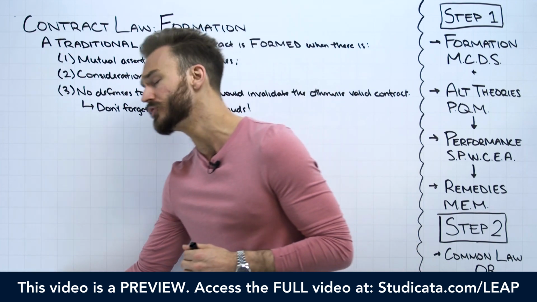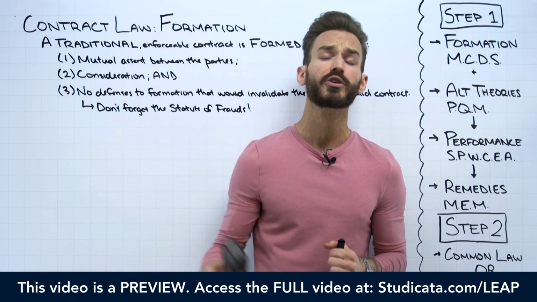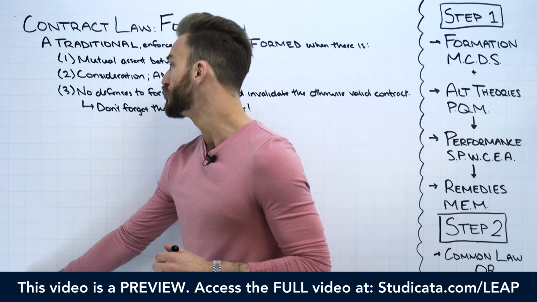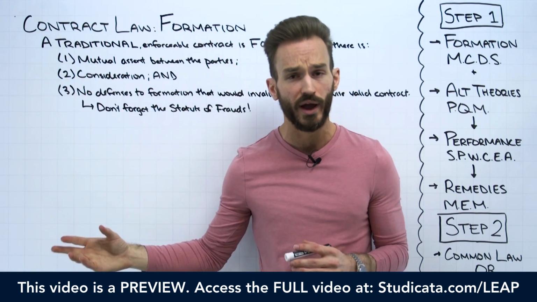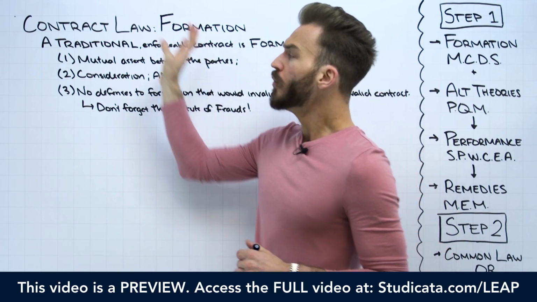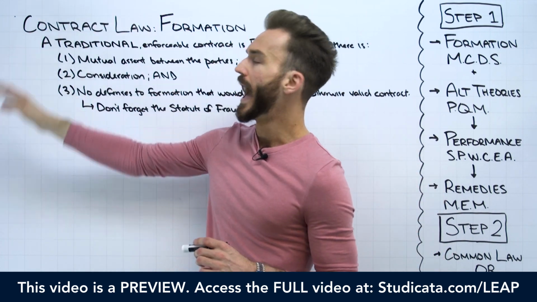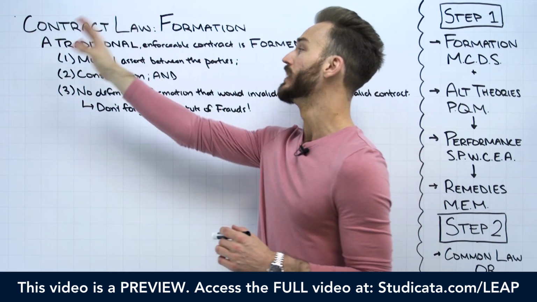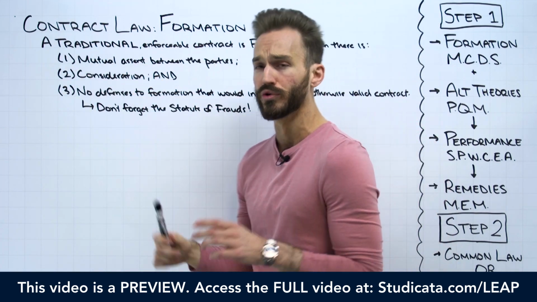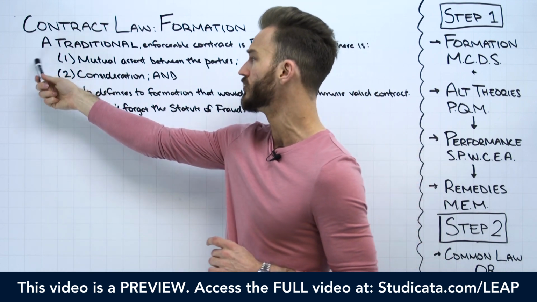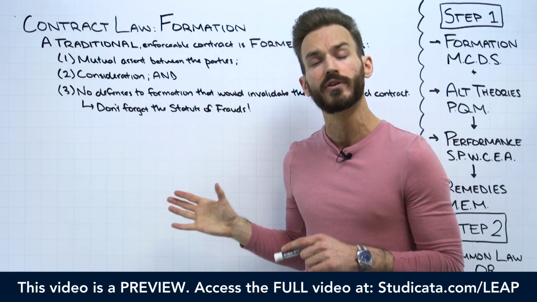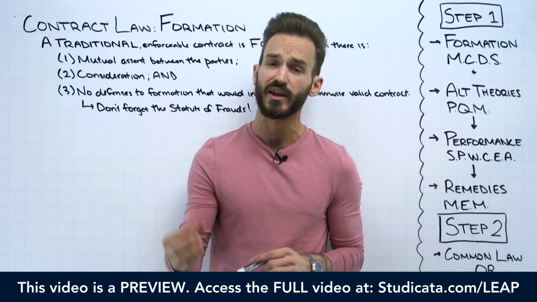I offer to sell you this dry eraser for $5 and you say, I accept. We'll find that that could be a traditional enforceable contract. And that's one sentence from each of us, right? So the only requirements that we're going to have when we're talking about formation of the traditional enforceable contract are what you see here on the board. Really, all we need is mutual assent between the parties, consideration, and no defenses to formation that would invalidate the otherwise valid contract.